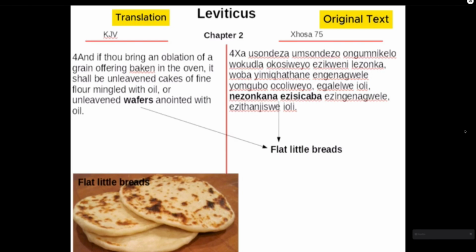Boom, that's it, right? So you bake it, you flatten it out, and you fry it, whatever you do, but it's flat cakes, flat little breads. That's what the original text said, not wafers. Okay, so let's look at the next one.